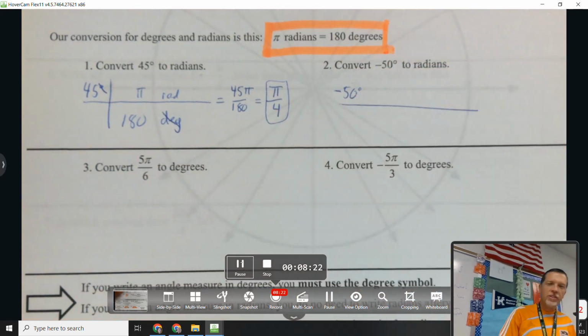All right, why don't you convert negative 50 degrees to radians?